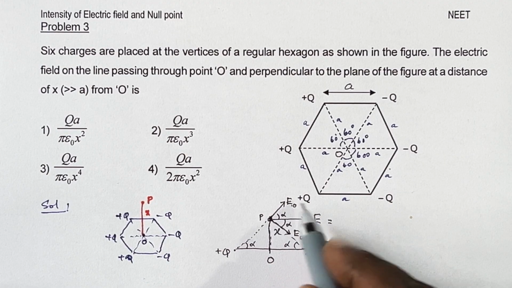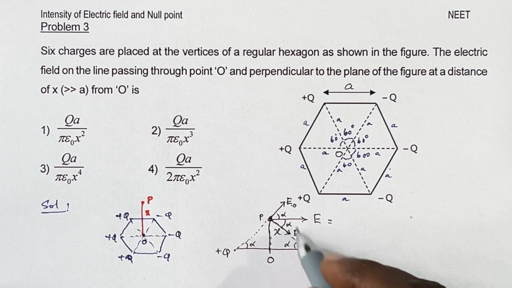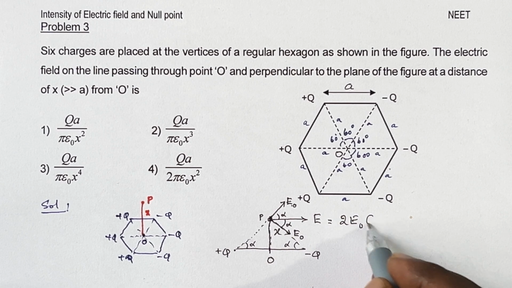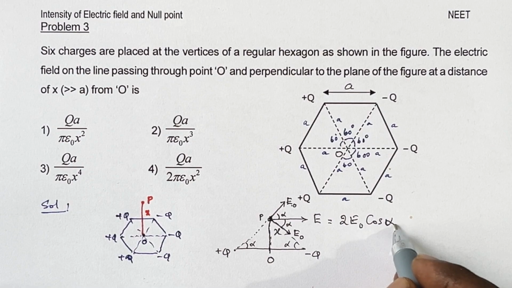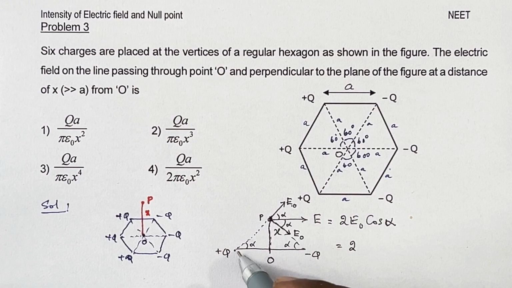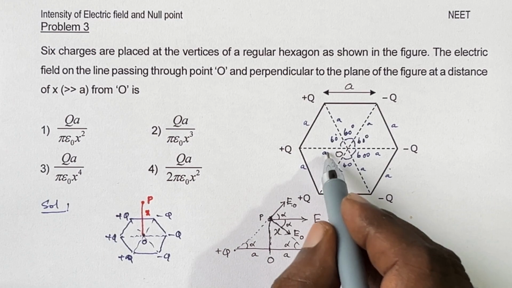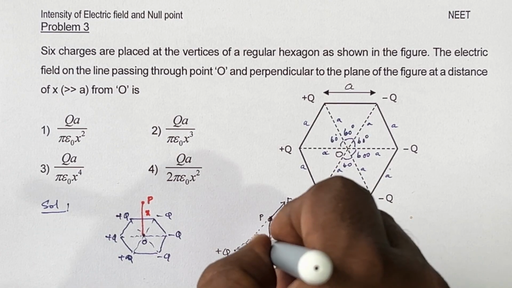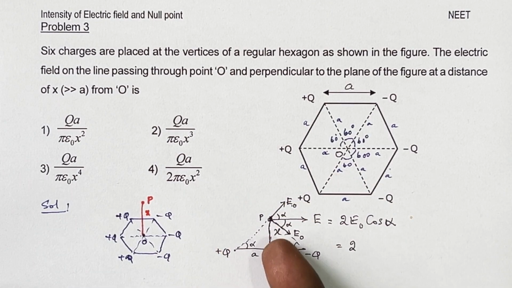So the horizontal component of this E naught is E naught cos alpha. This is also E naught cos alpha. So 2 E naught cos alpha. This value let us calculate first, that is equal to 2 E naught. See, this is A, this is A, this is the center here. This is A, this is A. And in the middle, towards us, this is x. I cannot draw upwards, that's why I drew it here.